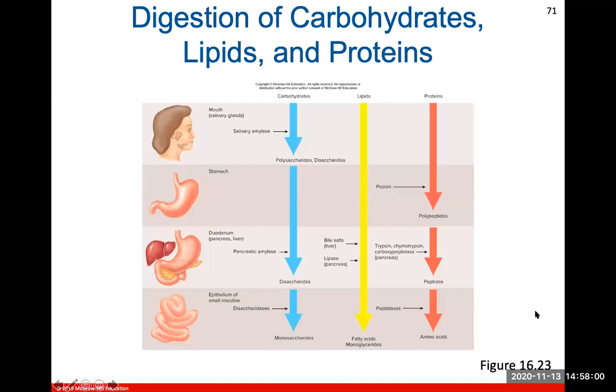So here's a look at the digestion of carbohydrates, lipids, and proteins, and where digestion of each takes place, and what they're eventually broken down into, and where the majority of that breakdown of each of the three occurs. So kind of a good summary table to take a look at.